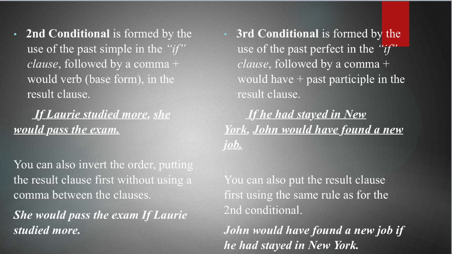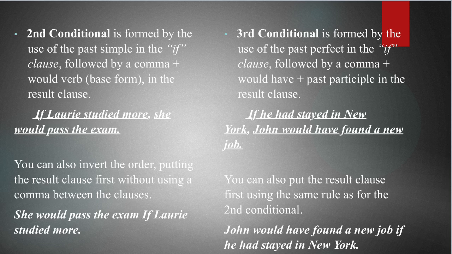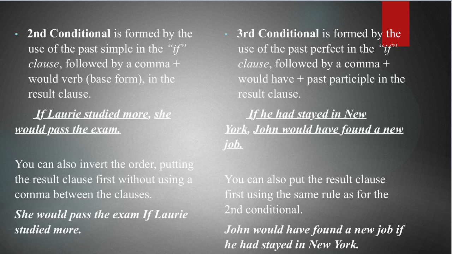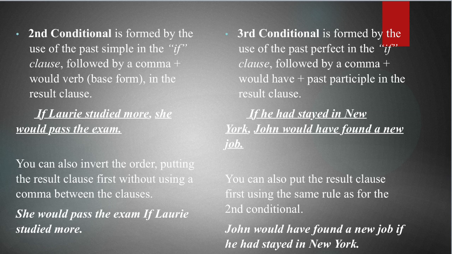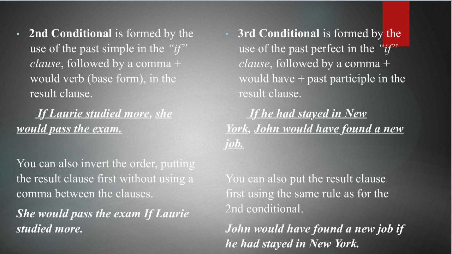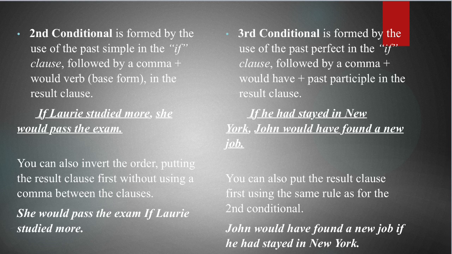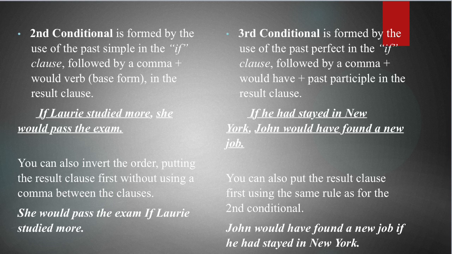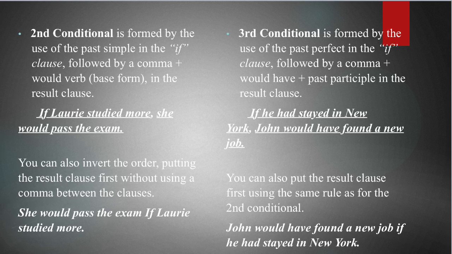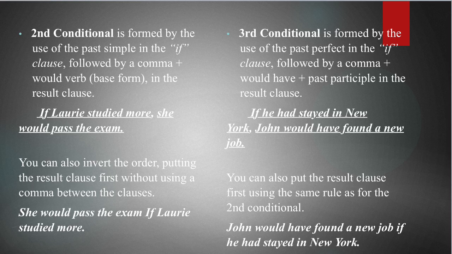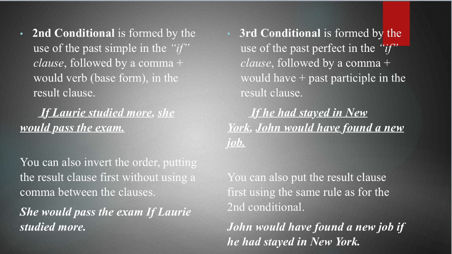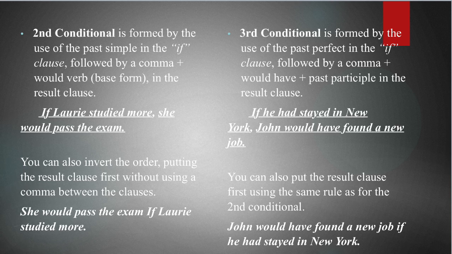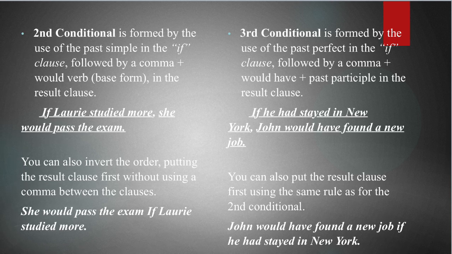The third conditional is formed by the use of the past perfect in the if clause, followed by a comma, plus would have plus past participle in the result clause. Example, if he had stayed in New York, John would have found a new job. You can also put the result clause first using the same rule as for the second conditional. Example, John would have found a new job if he had stayed in New York.